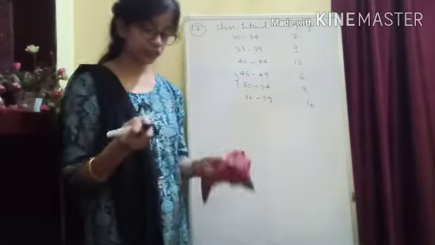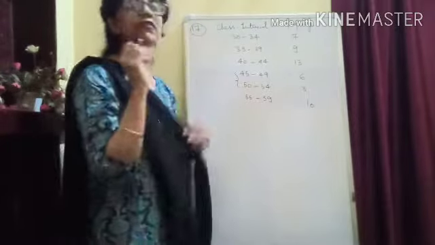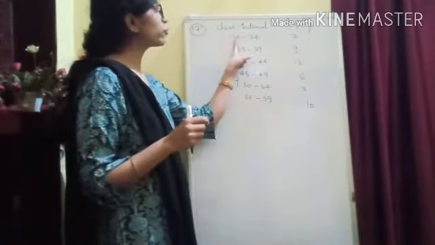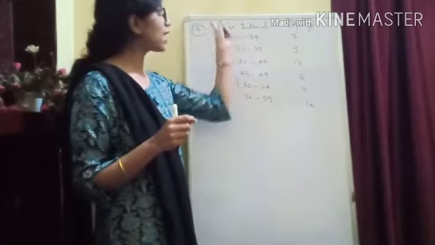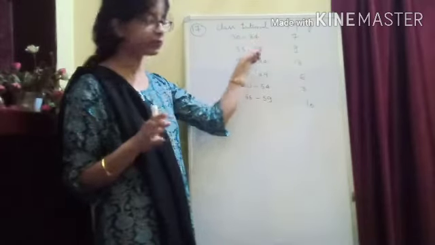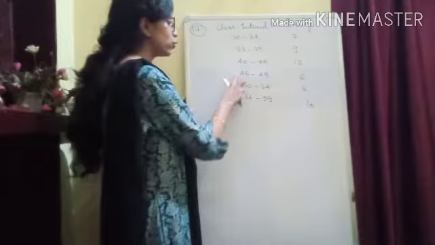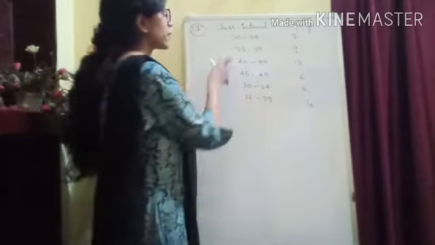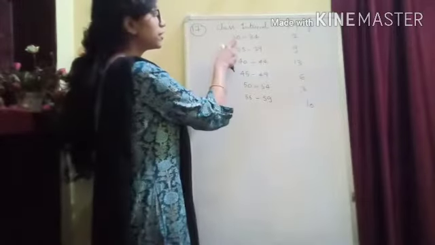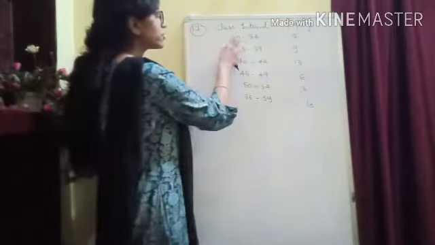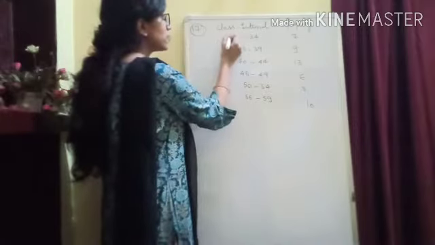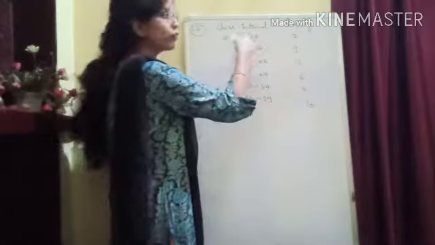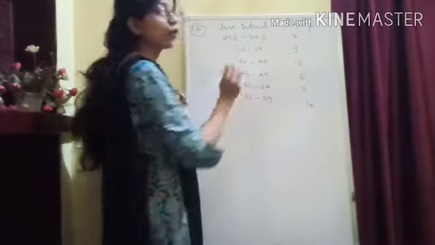What to do with this adjustment factor? Listen carefully: the adjustment factor should be subtracted from the lower limit and added to the upper limit. Got it? So let me do this here. It should be subtracted, so it is 30. When you subtract 0.5, it will give you 29.5. And it should be added to the upper limit. It was 34. When you add, it will give you 34.5.